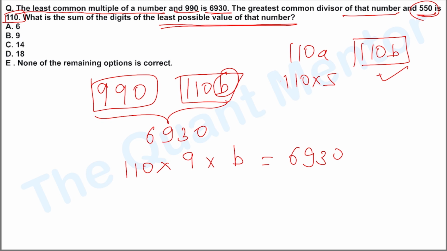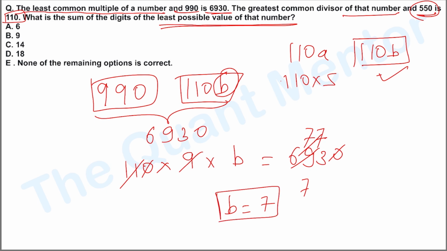For the time being, I'll cancel the 0 and 0. Then 9 times 7 is 63, and 11 times 7 is 77. I will get B as 7 in this case. So if B is 7, then the least possible value of the number would be 110 into 7, which is 770, and the sum of the digits here is 7 plus 7, 14. So the least possible sum of the digits could be 14, a possible answer.